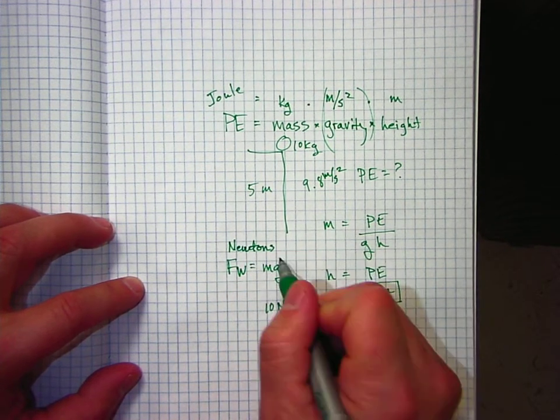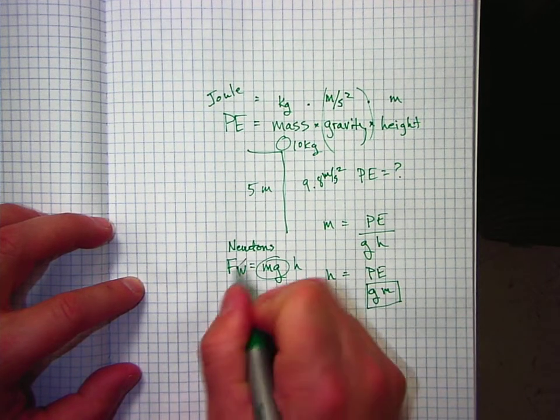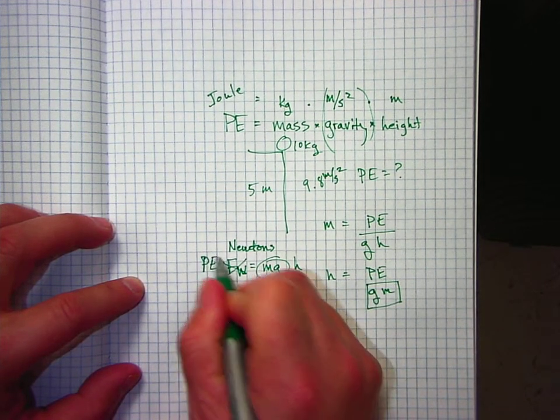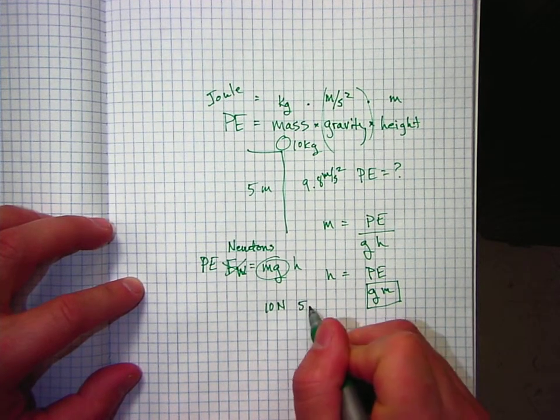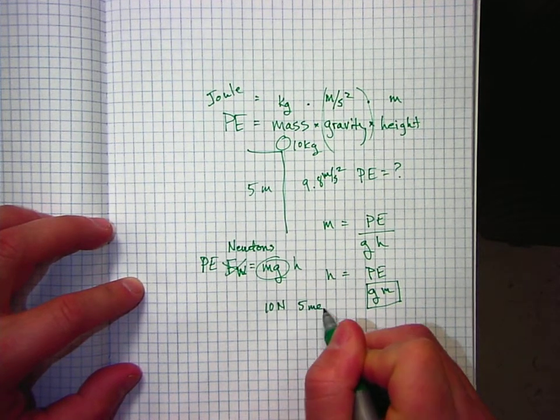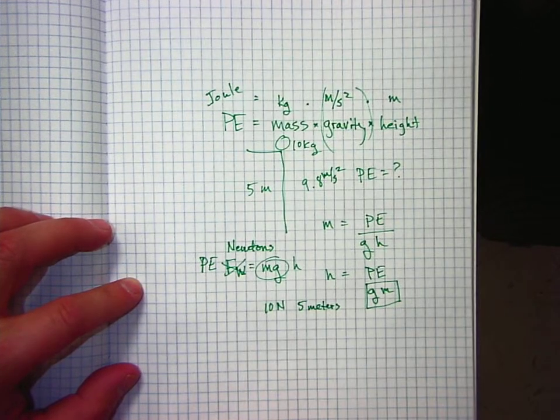then you already have mass and gravity. So if you just multiply that by a height, now you've got potential energy. So they'll say a 10 Newton object is 5 meters above the ground. You already know everything involved, and you can solve it.